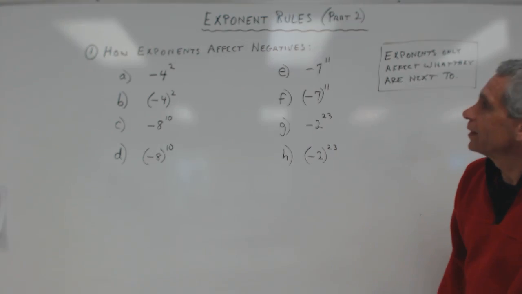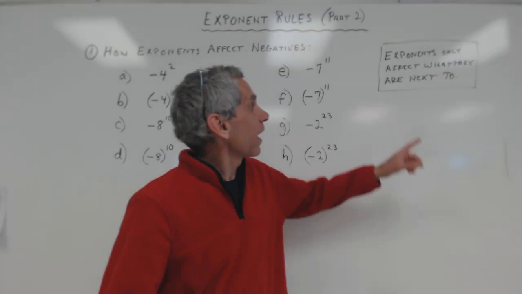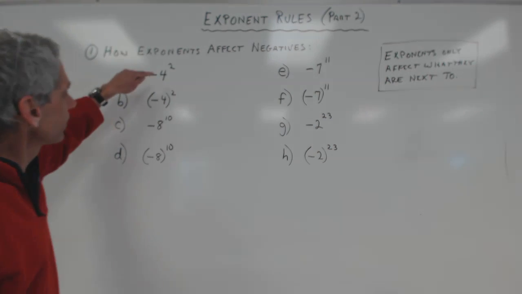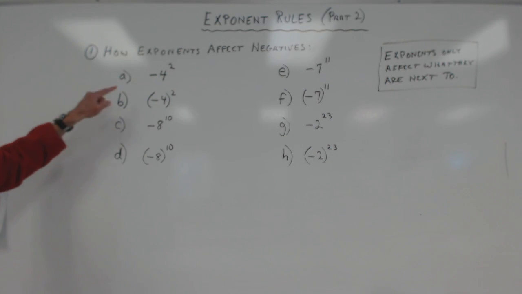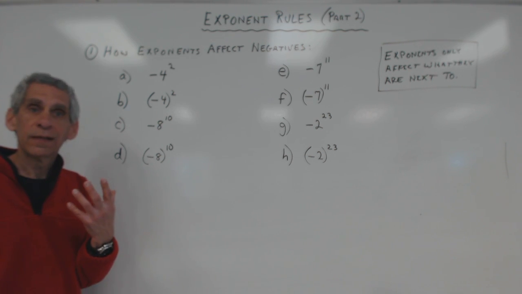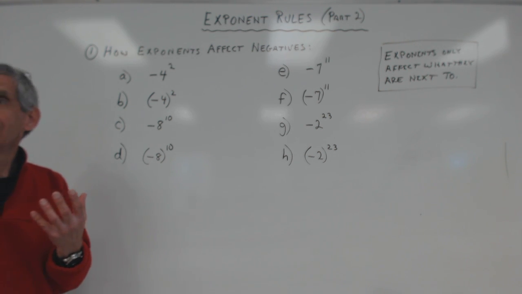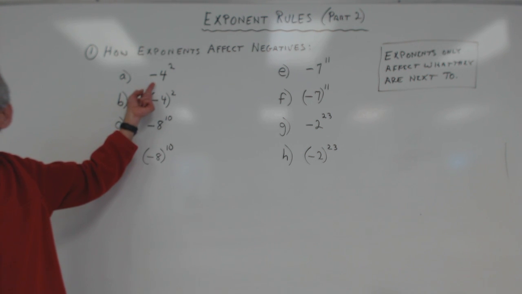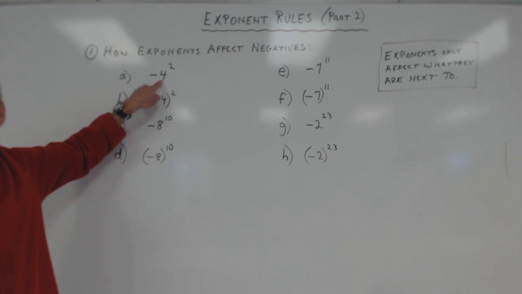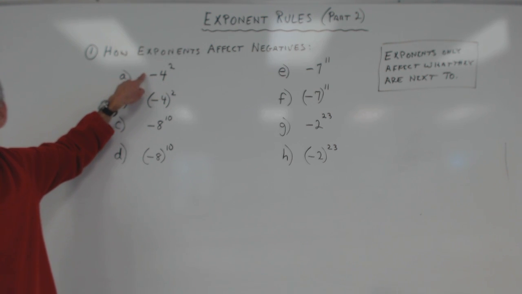Okay? So how exponents affect negatives? Every exponent only affects what it's next to. What is the exponent here in A next to? Negative 4. Nope. I know that's what it looks like. It's next to a 4. It is not next to the negative. It's next to the 4. So the exponent is only affecting the 4. It is not affecting the negative at all.